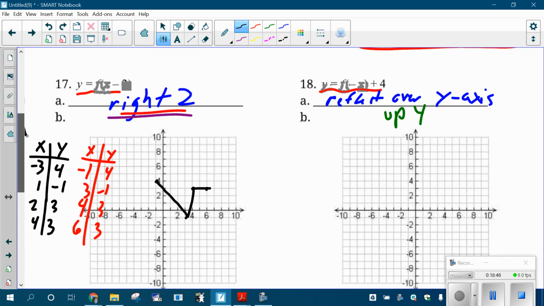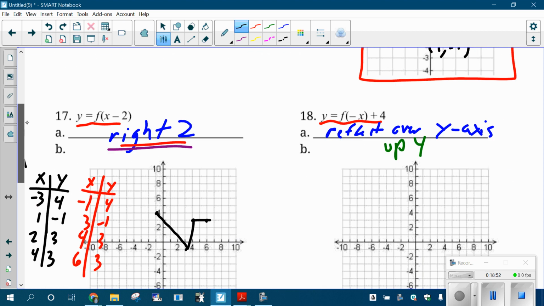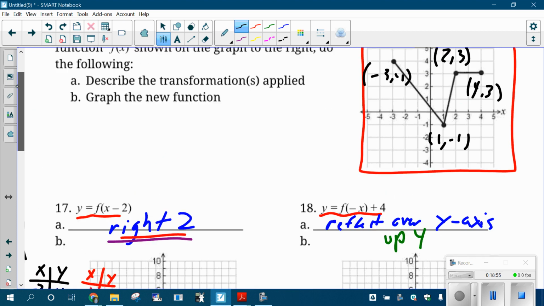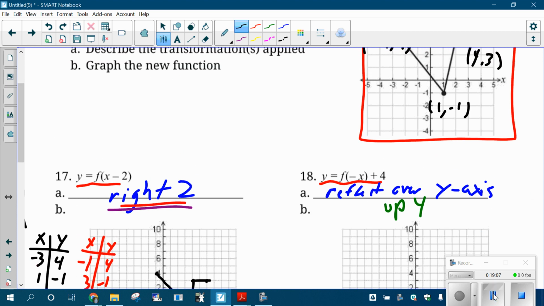I know the graphs are a little bit different sizes because of the actual axes we drew, but the graphs look the same. This one's just moved right 2 of the original one. Again, you don't have to do this table thing, but it's going to help you. Why don't you try and do that with 18 real quick? Go ahead, give it a try.